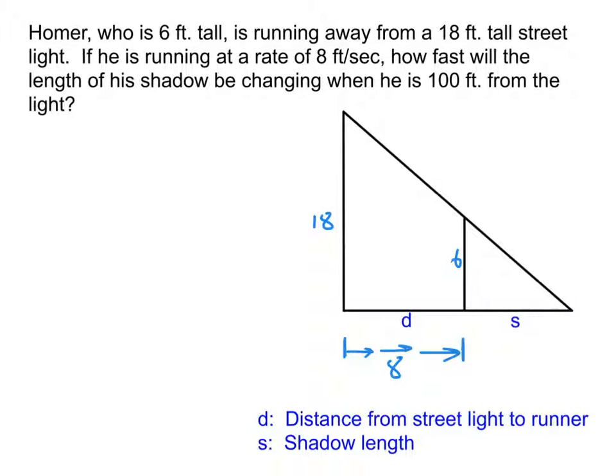Okay. Then, how fast will the length of the shadow be changing when he is 100 feet from the light? So that tells me that we want to know what happens when D is 100. Now, I haven't written the units on there. That could potentially lead us into trouble. And so, go ahead and put them on there because it'll help you remember which ones were lengths and which ones were rates.